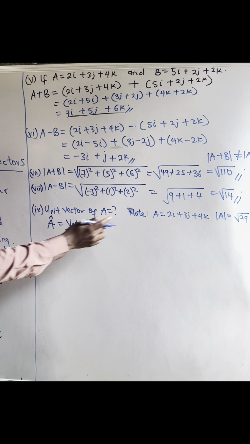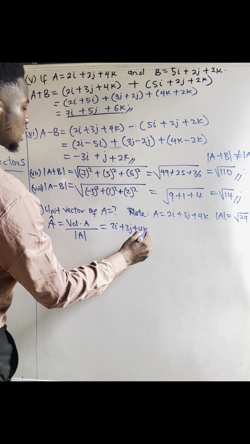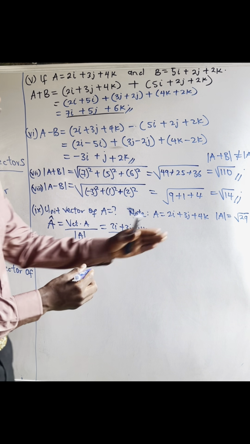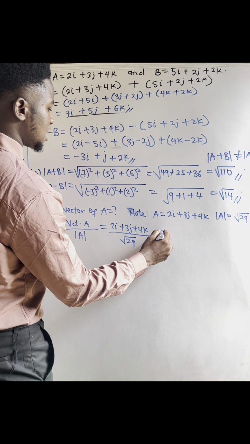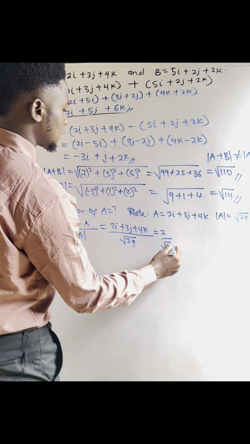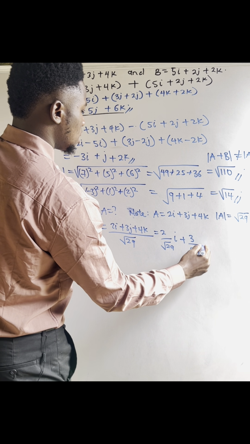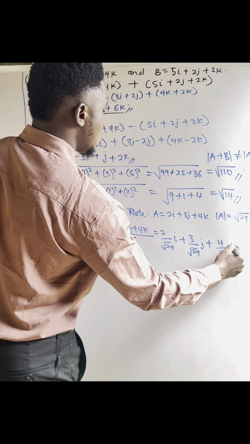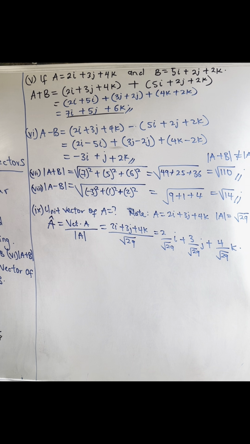Our vector A is given as 2i plus 3j plus 4k. And the magnitude of vector A has been calculated to be root 29. So this simply means that you will firstly calculate the magnitude of vector A. Then once you've done that, you write it as this. Then the final answer can be written as 2 over root 29 i plus 3 over root 29 j plus 4 over root 29 k. So this is the final answer. And if you like, you can simplify further.